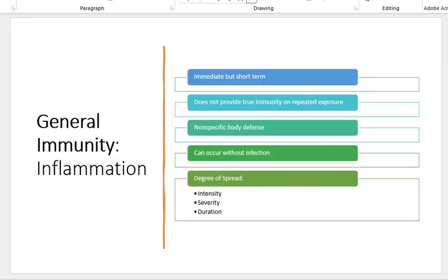There's an immediate short-term response, and it doesn't provide immunity with repeated exposure. It starts with discomfort. It helps to rid the body of harmful organisms. However, if the response is excessive, tissue damage is possible. It does help start both antibody-mediated and cell-mediated actions. And then infection is usually accompanied by inflammation, but inflammation can occur without infection. Inflammation does not always mean infection is present.